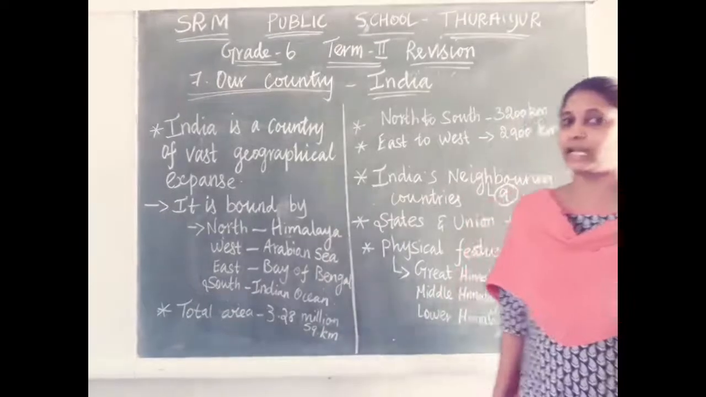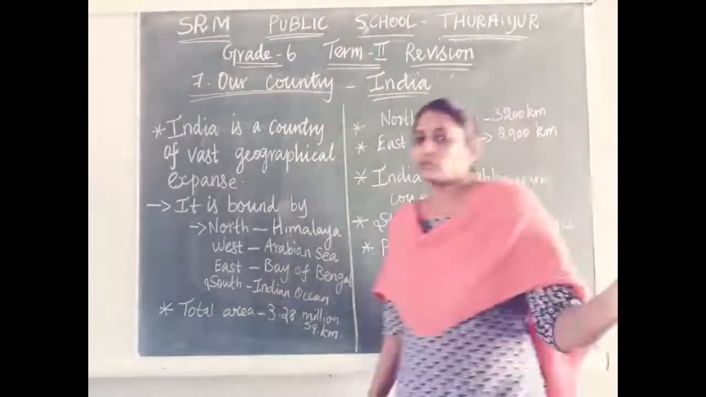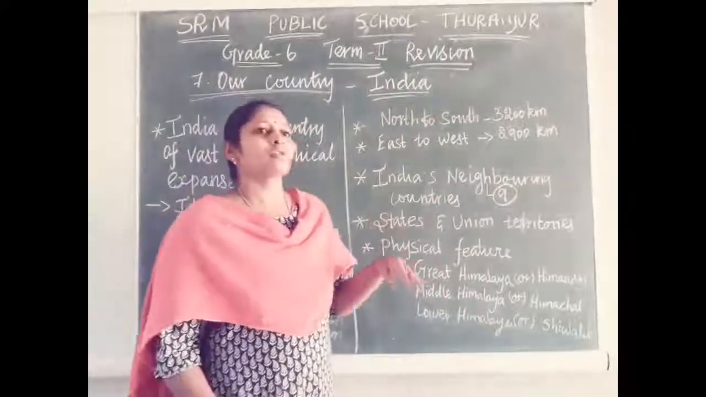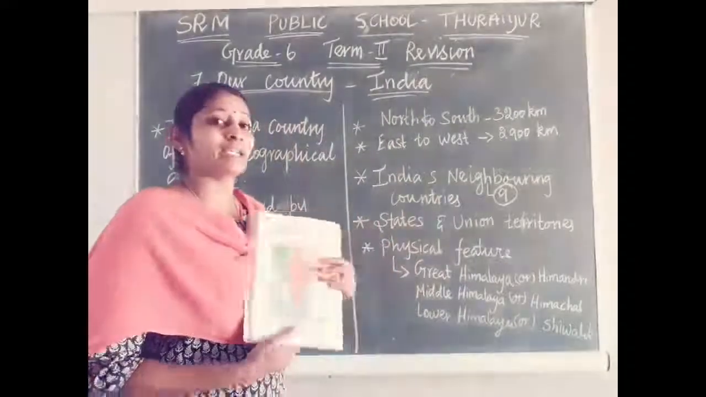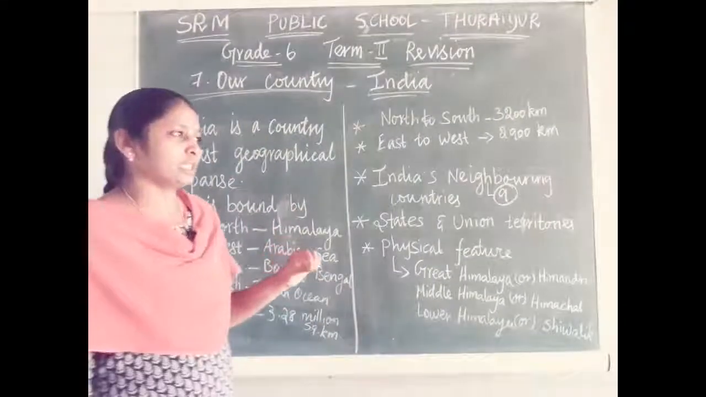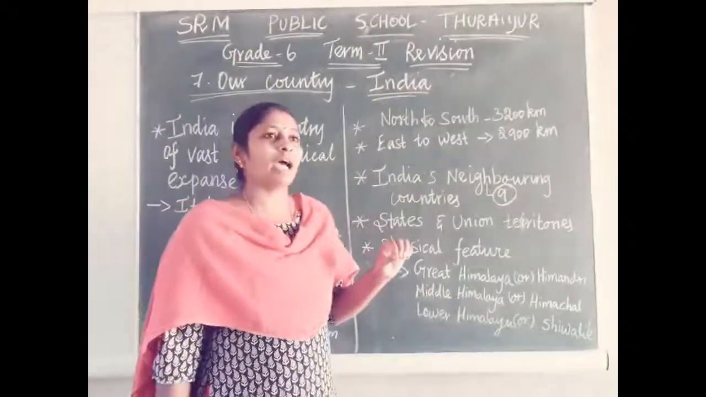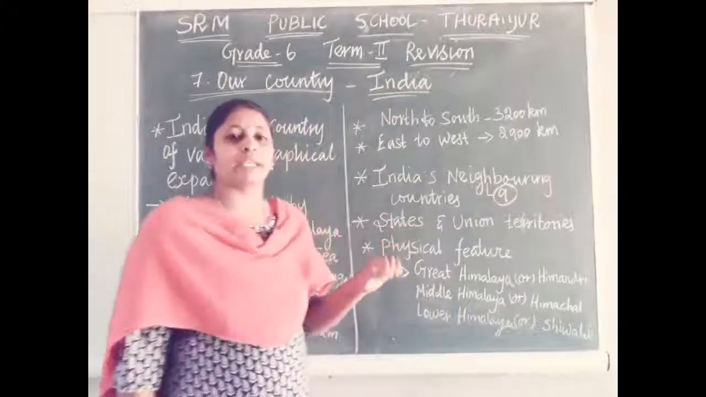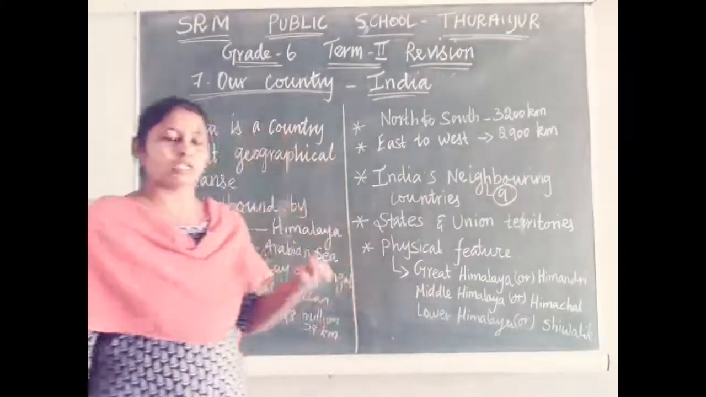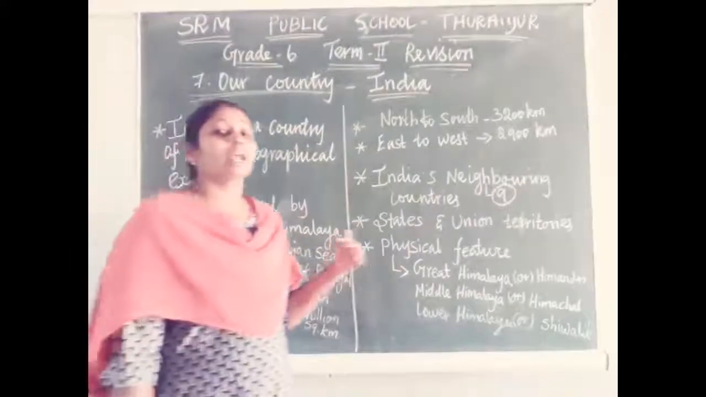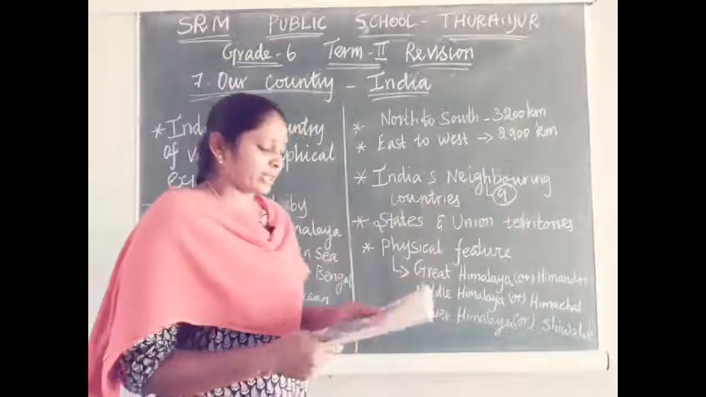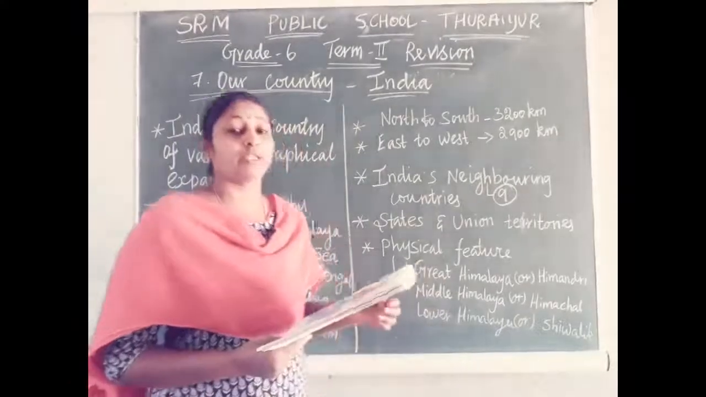Okay. So you all are clear on the neighboring countries and which countries share a boundary with India? Clear? So next we are moving to states and union territories. In India we have 28 states and 8 union territories at present, as of 2021.